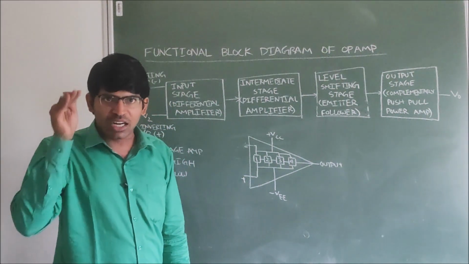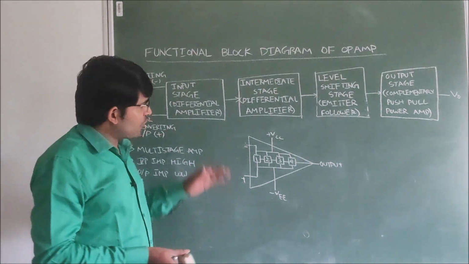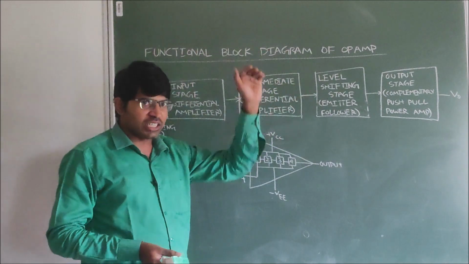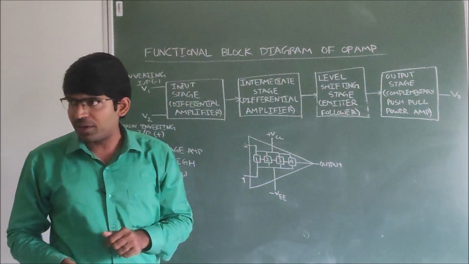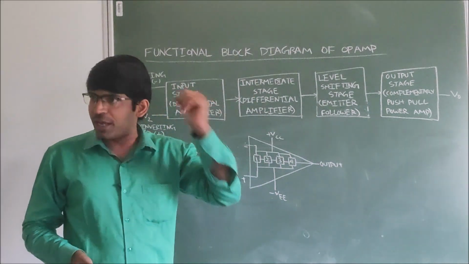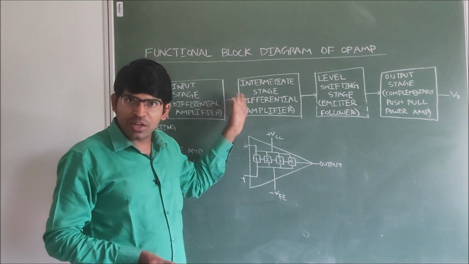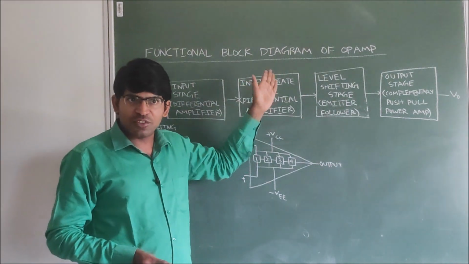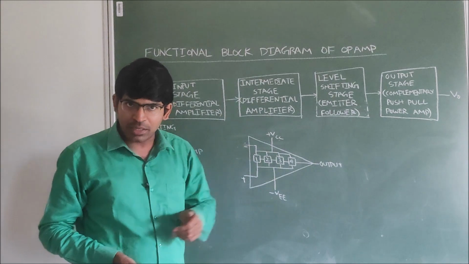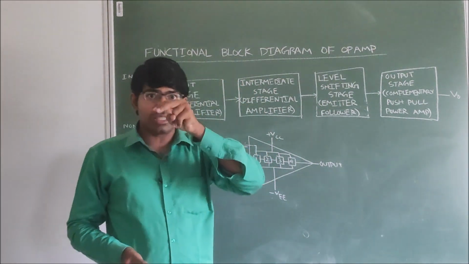But still we are not satisfied with this output, we still want to improve the voltage gain. We feed this to the next intermediate stage, which is again a differential amplifier. With this differential amplifier we still get a higher voltage gain. The second terminal we can make grounded, and we are increasing its voltage gain. So voltage gain we have improved by using the 2 stages.